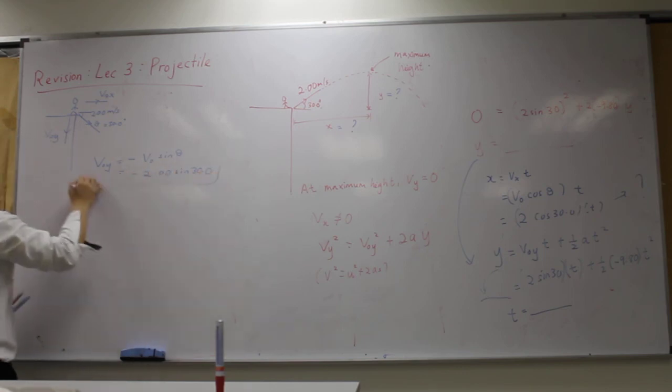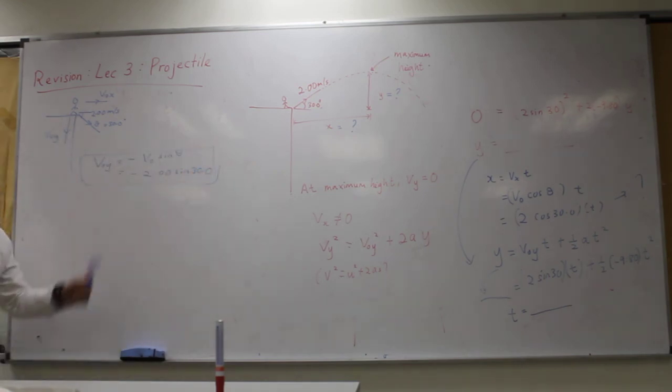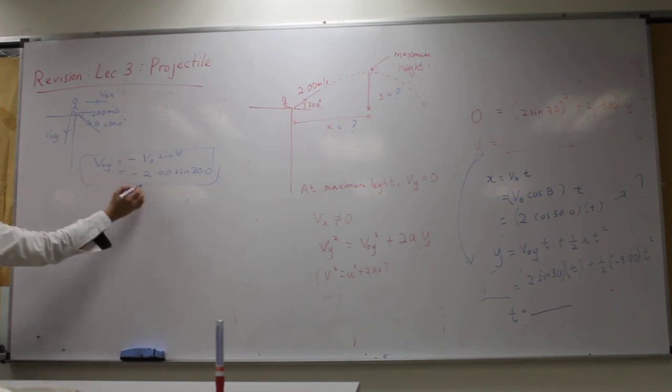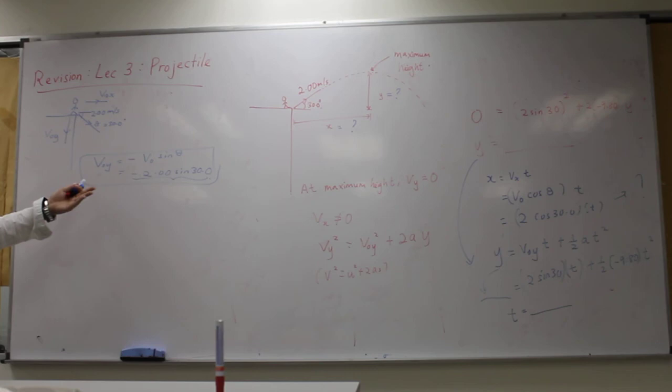Why is there a negative? To indicate the direction of V. Normally, as I say, we all consider downward as negative and upward as positive. So as a result, V0y is negative 2 sine 30. So how about the other analysis? It should be the same as the previous cases.